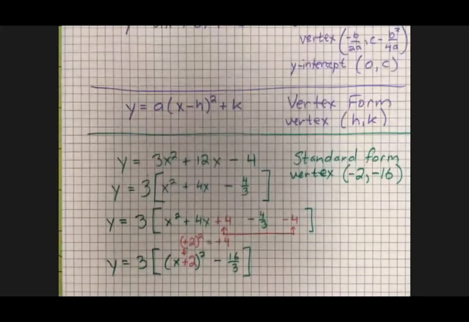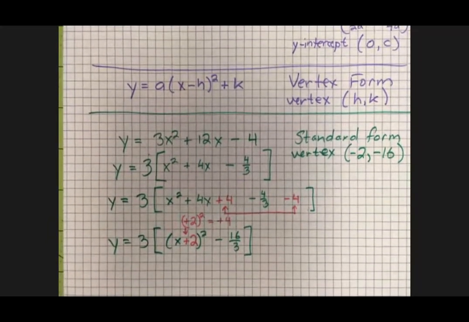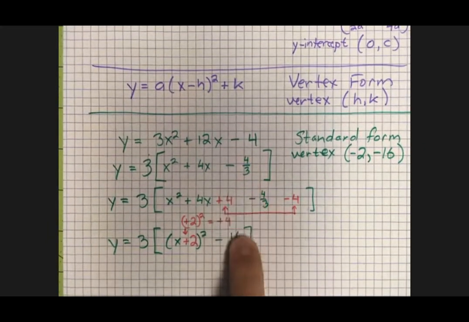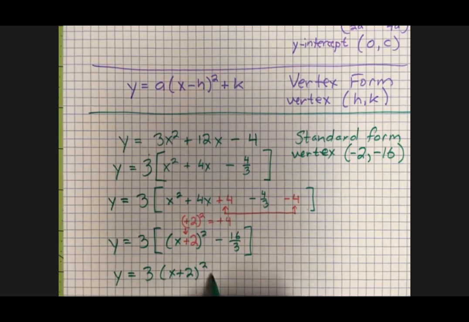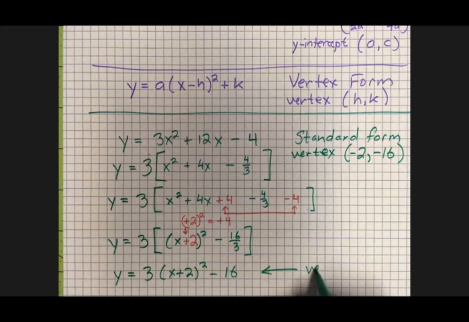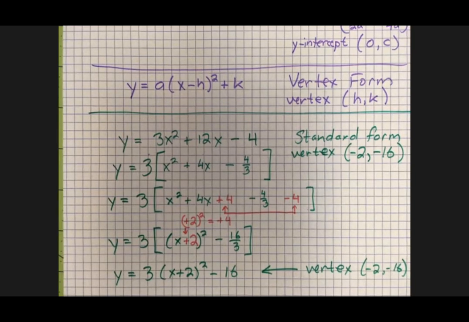Now that you're done manipulating this, sorry, I erased my paper. It takes me a few steps to complete the square. Let's multiply by 3. 3 times x plus 2 squared minus, what's 3 times -16/3? -16. Do you see the vertex? -2, -16. Now I'm confident that I did this right.